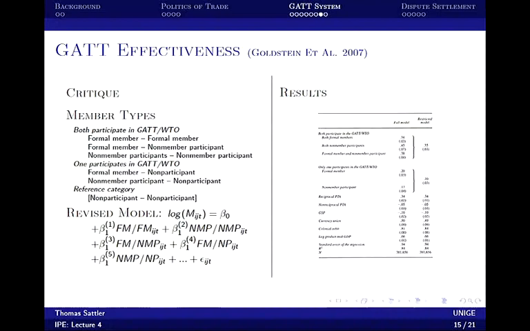The second, the 0.45, is the coefficient that we have here, beta 1,2. So non-member participant, non-member participant. That's what you see here, both non-member participants. The 0.38, that's the coefficient beta 1,3, a formal member and a non-member participant, right? And even among those countries where we only have 1 participant, a formal member or a non-member participant, we have a positive coefficient, but it's smaller than for the others.